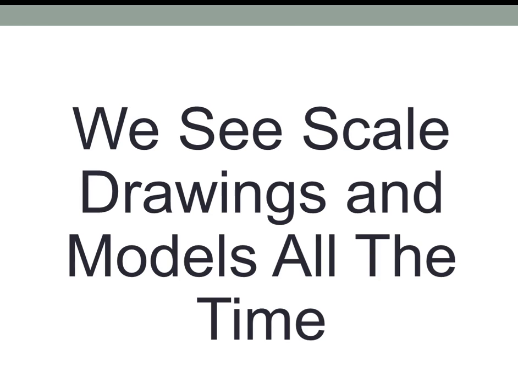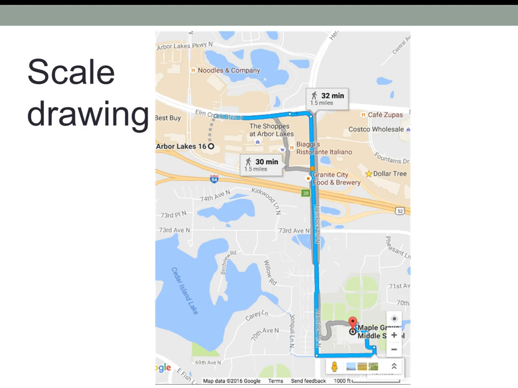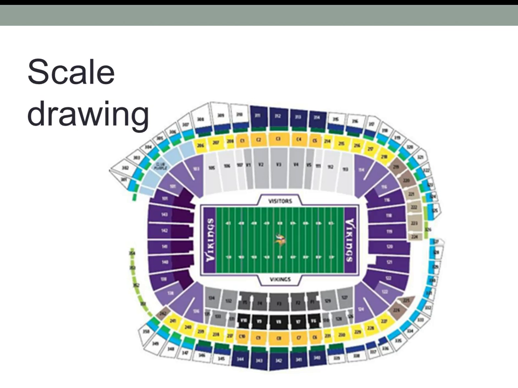We see scale drawings and models all the time, so let's take a look at a few. I know I love my Google Maps. And this is a scale drawing. It shows me proportionally what the roads look like, and thankfully it helps me get to where I need to get to. Here's a scale drawing of the inside of the Viking Stadium. So you can see where your seat might be. You can make sure you're getting a good deal. You can see what your sight lines are. It's two-dimensional, so it's a scale drawing.